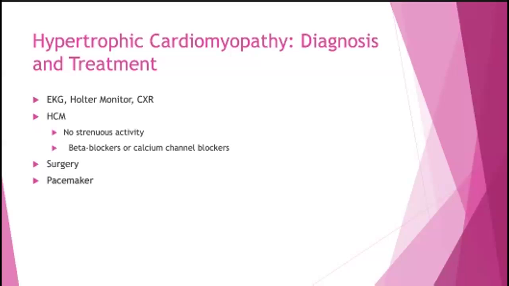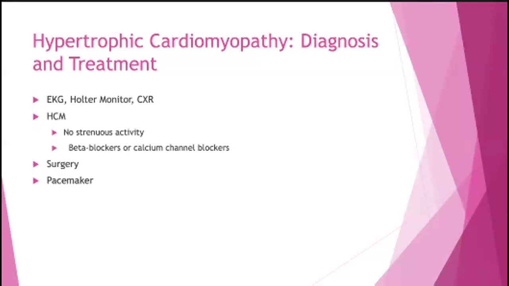Medications, we can use beta blockers or a calcium channel blocker like verapamil, which are going to reduce hypercontractility, decrease left ventricular outflow tract obstruction, and improve diastolic filling. Beta blockers will help prevent dangerous ventricular arrhythmias. They may be prescribed even if they're asymptomatic, especially if we have a history of sudden death.